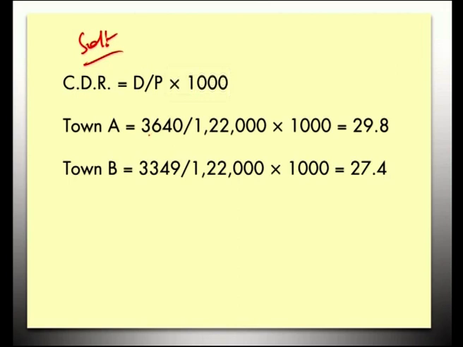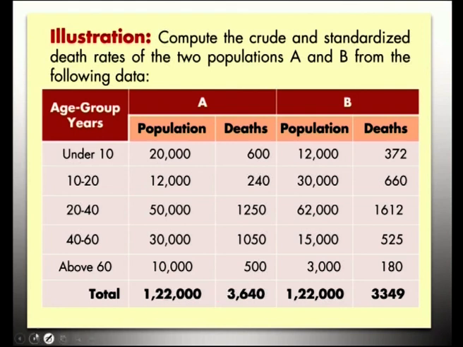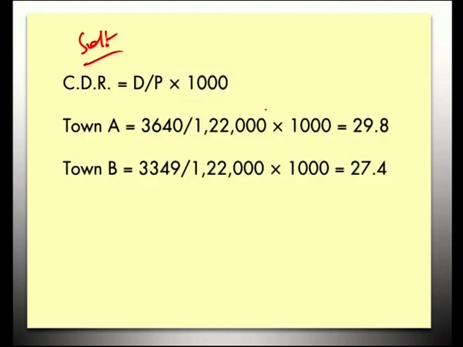For town A, the total deaths is 3640 divided by population 122,000. This is D and this is P. Similarly for B, this is P and this is D. So, 3640 divided by 122,000 into 1000 is equal to 29.8, and for town B, it is 3349 divided by 122,000 into 1000, which is 27.4. Now, for finding the standardized death rate, the population has to be standardized.